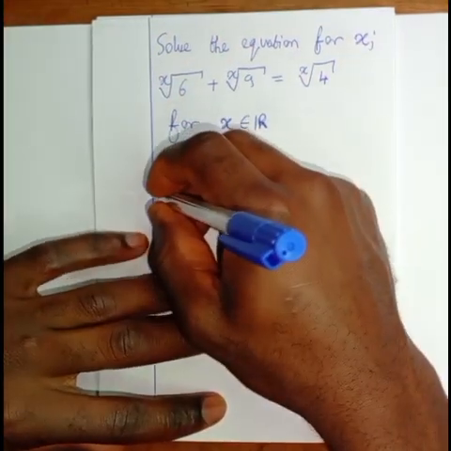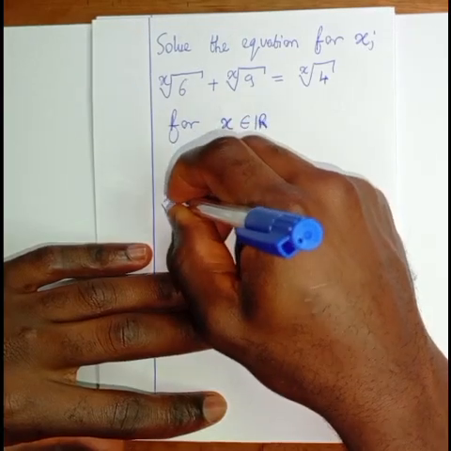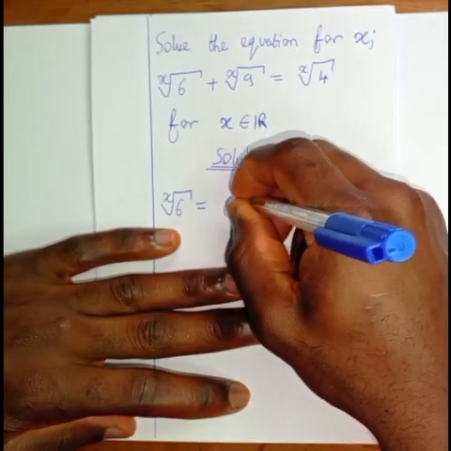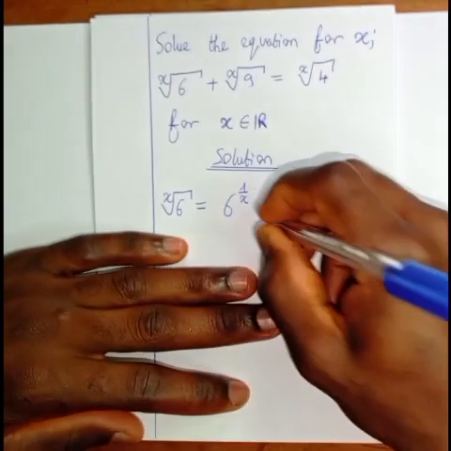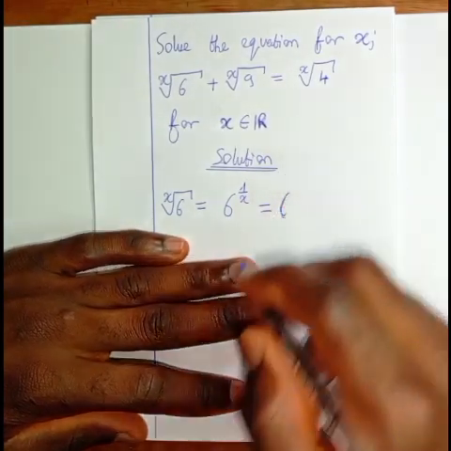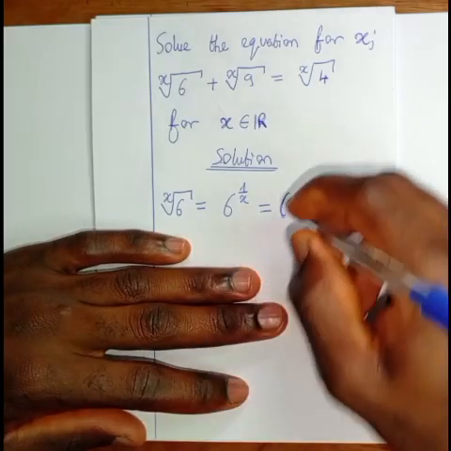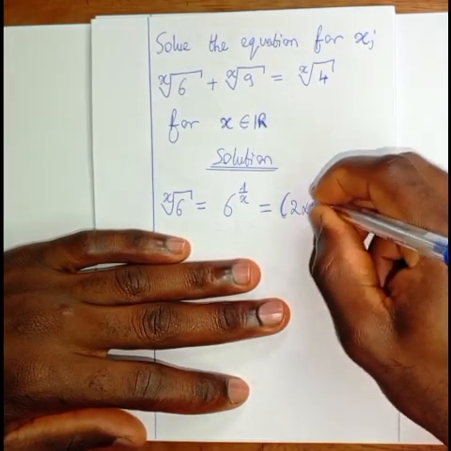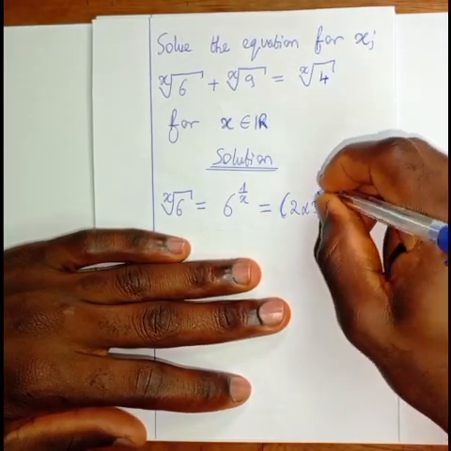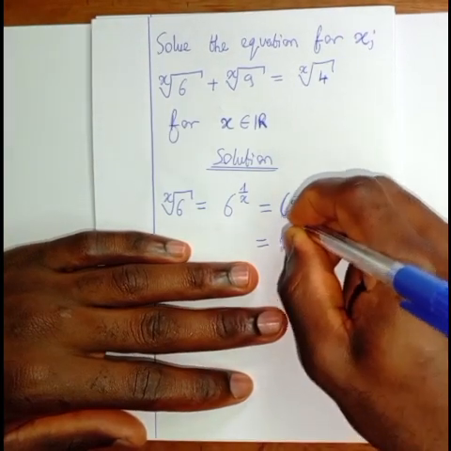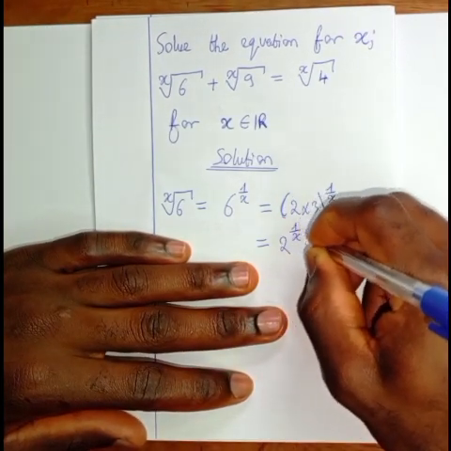First, we know the x-th root of 6 is simply the same as 6 raised to the power 1 over x. Let's express 6 as a product of two prime numbers, 2 times 3, all raised to the power 1 over x. So this will simply give us 2 raised to the power 1 over x times 3 raised to the power 1 over x.